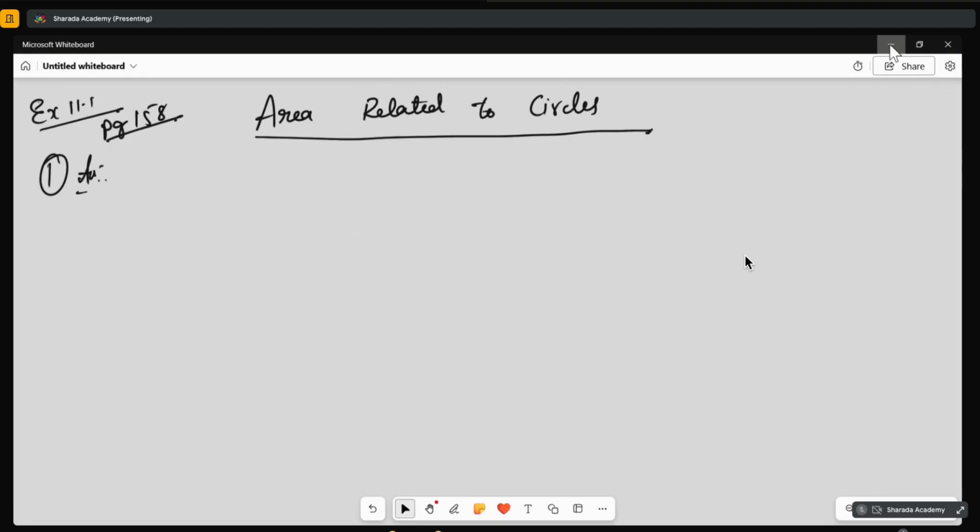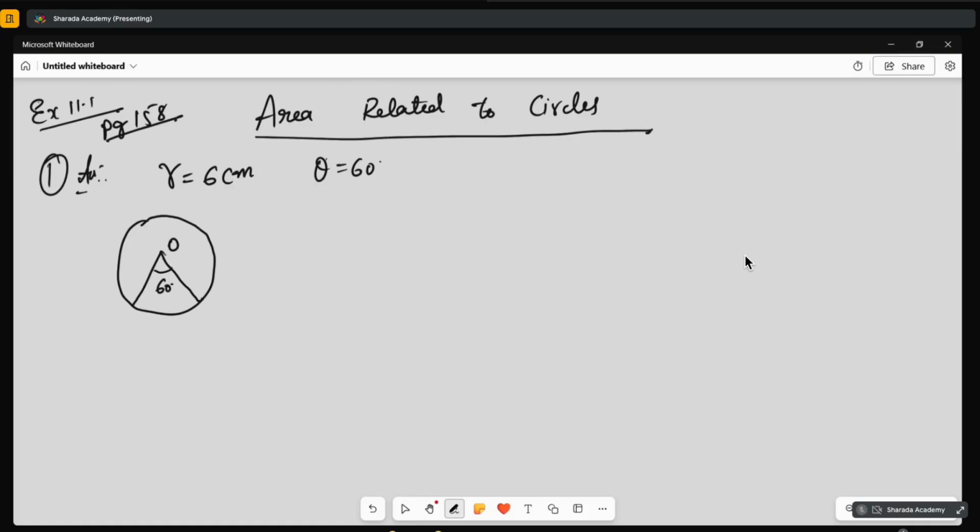Find the area of a sector of a circle whose radius is 6 centimeters if the angle of the sector is 60 degrees. Okay, so what is given? Area of the sector. We will do one after the other. First we are starting this. All the 30, 60, 120, everything we will do. Don't worry.